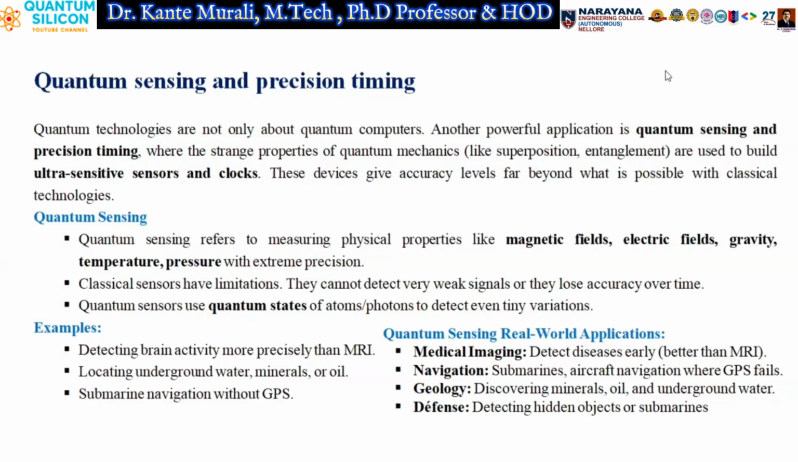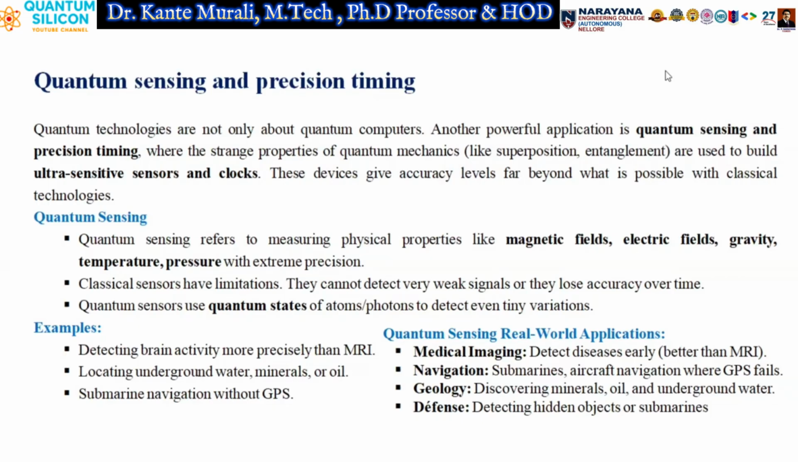If you see the definition of quantum sensing, the normal definition of sensing is measuring physical properties like magnetic field, electric field, gravity, and temperature with extreme precision, unlike the classical technologies which are used as of now. Here you can incorporate quantum mechanics properties like superposition, entanglement, etc.